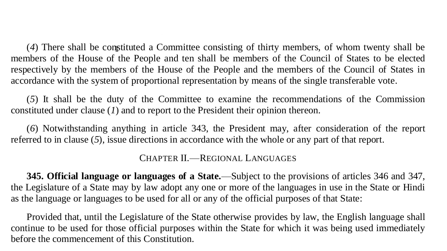4. There shall be constituted a Committee consisting of 30 members, of whom 20 shall be members of the House of the People and 10 shall be members of the Council of States, to be elected respectively by the members of the House of the People and the members of the Council of States in accordance with the system of proportional representation by means of the single transferable vote.